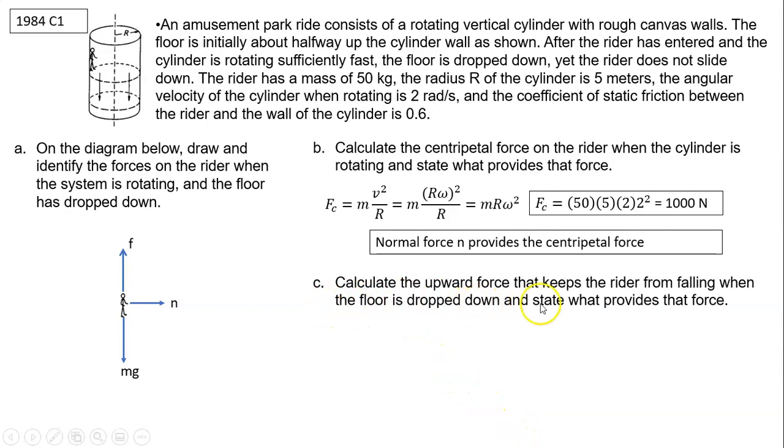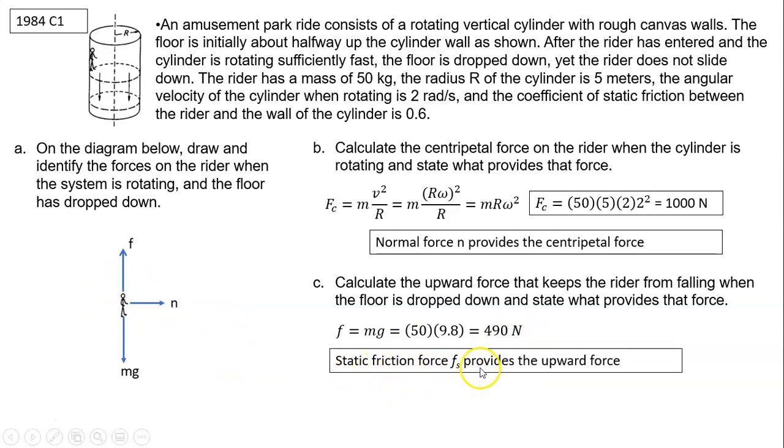Part C, calculate the upward force that keeps the rider from falling when the floor is dropped, and state what provides that force. So this upward force has to be equal to the downward force because the person is stuck to the wall, not moving up or down. So that force has to be equal to mg, which gives you 490 newtons. What is the force that's providing this force? And that is the friction force. Static friction force provides this upward force.